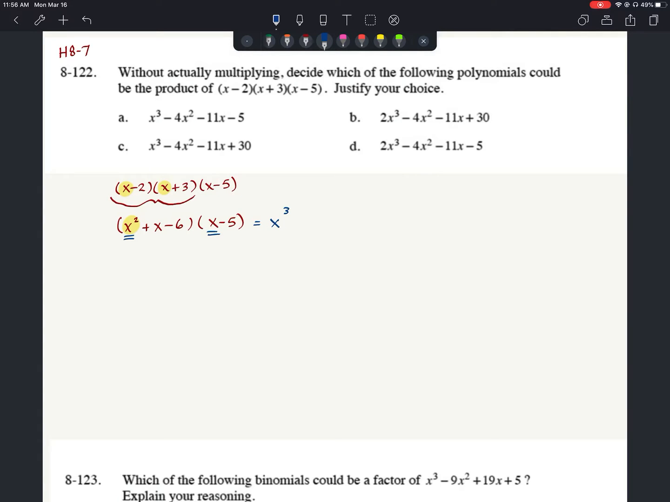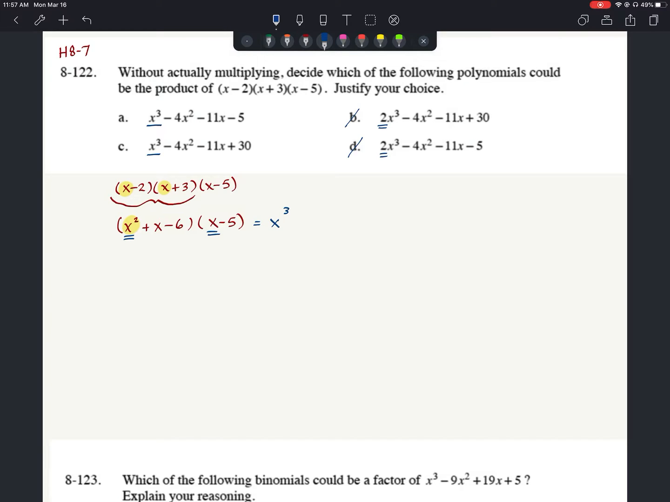Now, as we look up here, which of those choices, A, B, C, and D, have just an x to the third? That would be choice A and choice C. We don't know where this 2 is coming from in B and D, so we can go ahead and process of elimination, eliminate those two there.